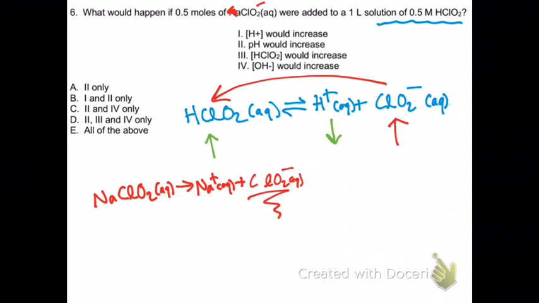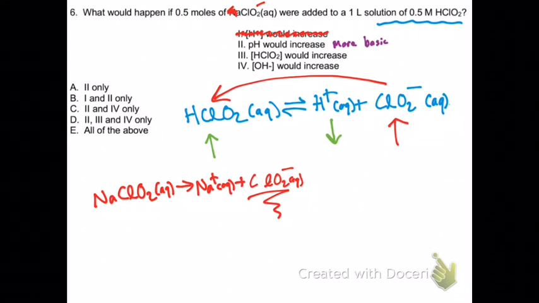HClO2. So, which of these will happen? The H+ concentration would increase. No, I think not. That's not true. It's going to go down. The pH would increase. Okay, so what does this mean? pH would increase means the solution is becoming more basic. And if we think about this, there's 2 ways of thinking about it. First of all, the H+ is going down, which means it's becoming less acidic, which means it's becoming more basic.